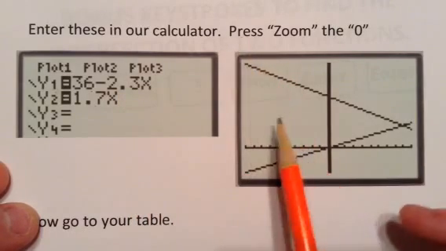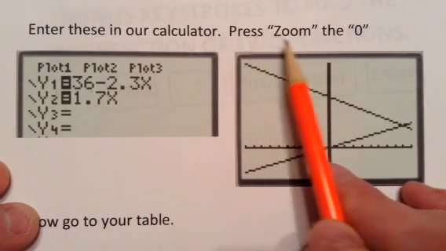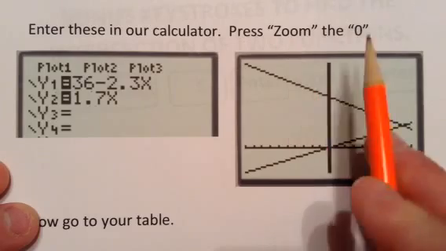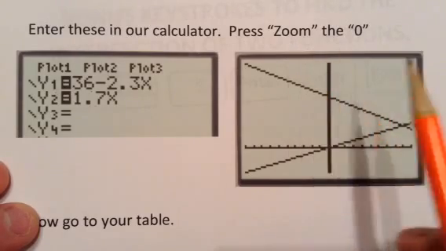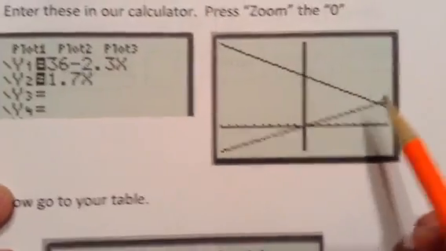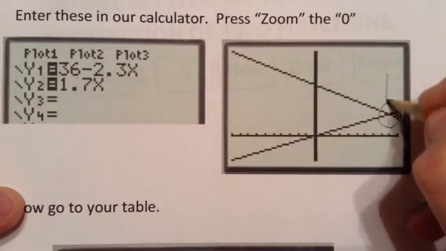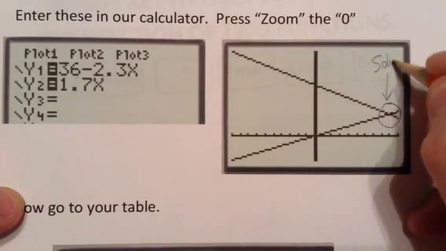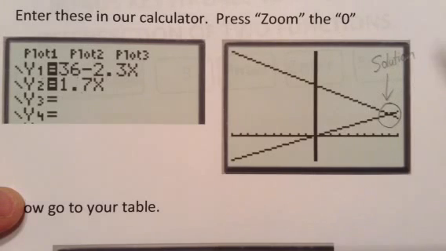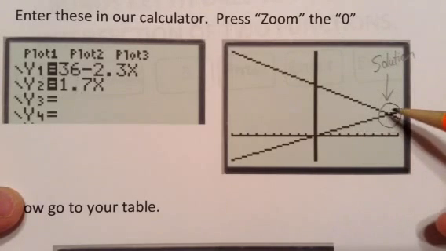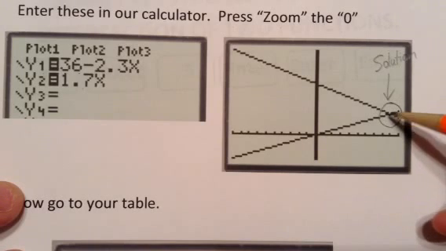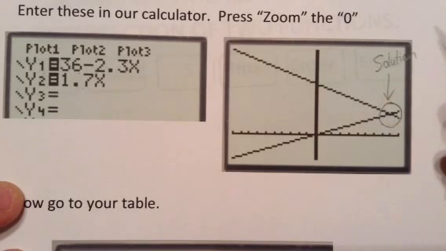Now, if I want to see the graph, we're going to press zoom and 0. That's going to be a zoom fit, and we're going to get something like this. Now, if you look at this picture right here, we go, oh, yay, great, right here. That's our solution. That's where they cross. The only problem is if you look at this screen, they don't tell me what the ordered pair is. Remember, we're looking for the ordered pair, the point where these two lines cross each other.